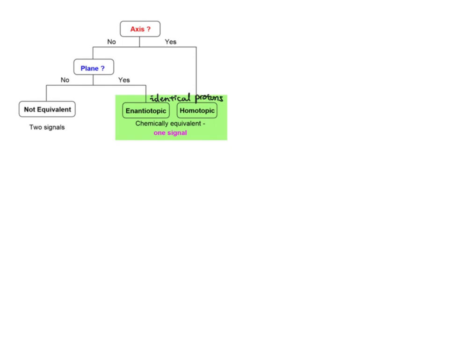Identical protons give only one signal, so they give the same signal. That is, we end up with one signal. If the answer here is no, you cannot find a reflection plane for the protons to be mirror images of each other, then the protons you are looking at are not chemically equivalent, and you will get a signal for each of the protons you are looking at.